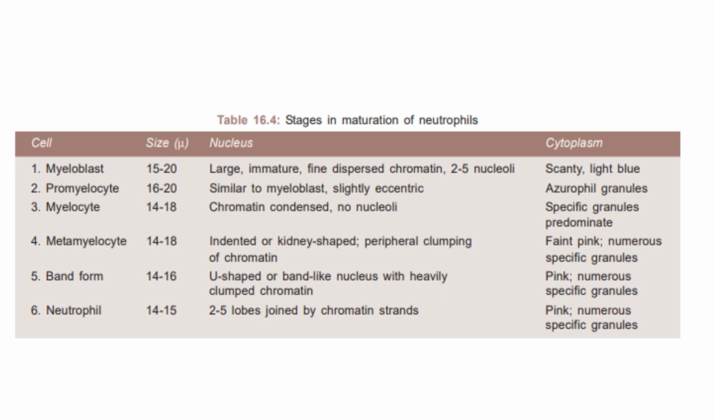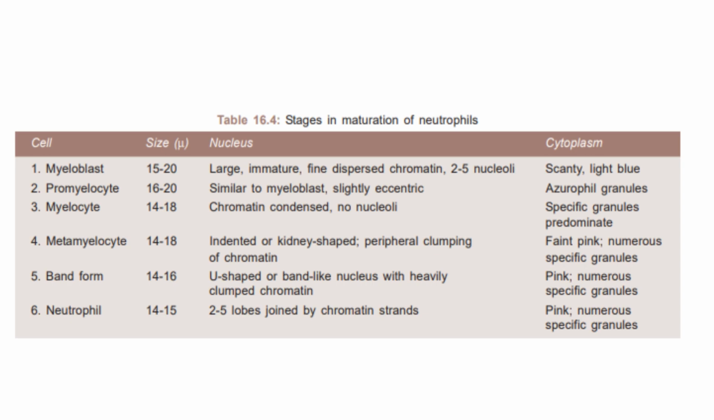Myeloblast is a large immature cell with dispersed chromatin, 2 to 5 nucleoli, and scanty light blue cytoplasm. Then we have the promyelocyte, which is similar to myeloblast, slightly eccentric, but has granules. And promyelocyte is the largest cell of this series. Then we have myelocyte, which has condensed chromatin, but usually does not have any nucleoli. Then metamyelocyte, like I said, has a characteristic indented or kidney-shaped or V-shaped nucleus, and there may be some clumping of the chromatin. Band form has a U-shaped, band-like nucleus with heavily clumped chromatin. And then we have your mature neutrophil.